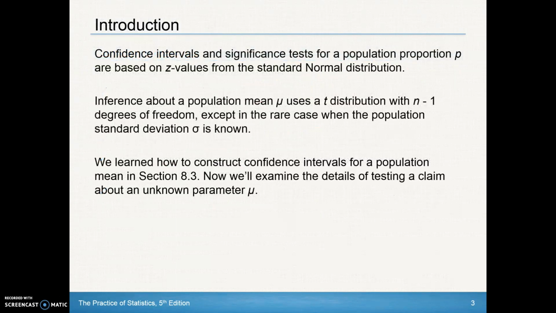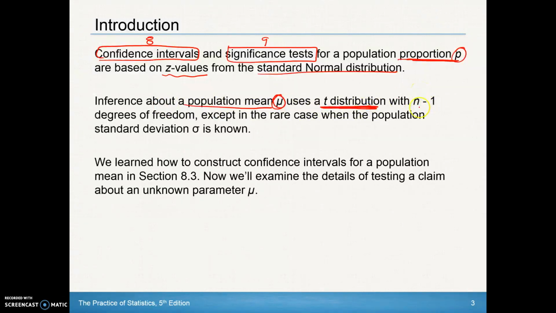All right, so confidence intervals, which was chapter 8, and significance tests, which is what we're doing right now here in chapter 9, for population proportion p are based on z values. Again, in section 9.2, we were doing population proportion p values. We use the z-chart from the standard normal distribution. Inference about a population mean, mu, we'll use a t-distribution.